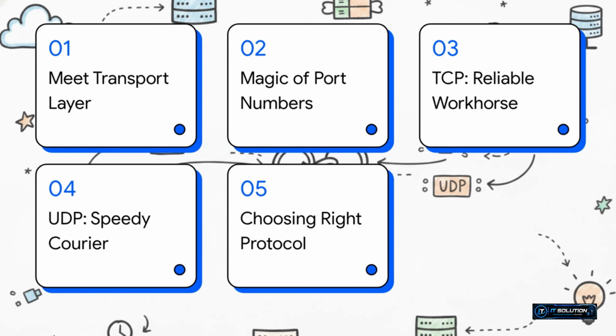Well, to answer that, here's our game plan for today. First, we'll meet the transport layer. Second, we'll uncover the magic of port numbers. Third, we'll look at TCP, our reliable workhorse. Fourth, UDP, the speedy courier. And finally, we'll talk about choosing the right protocol.